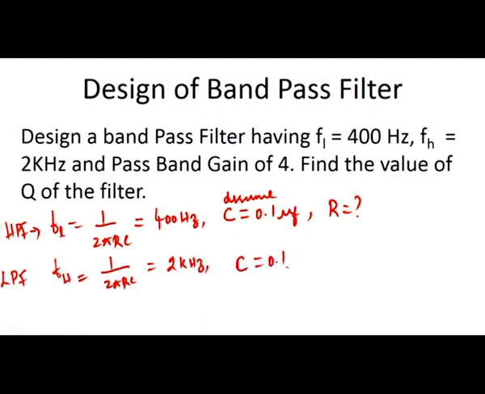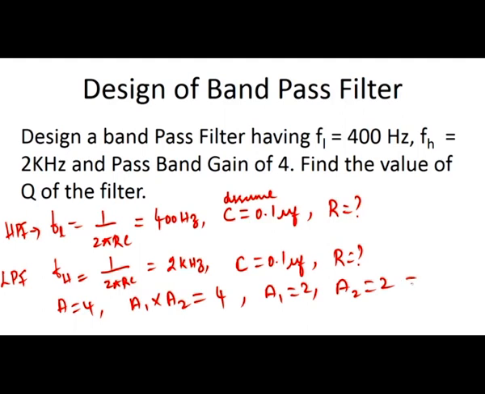Assume C as 0.1 microfarad, calculate R. And A is given as 4, A1 into A2 is 4. So, A1 is 2, A2 is 2, which is given as 1 plus Rf by R1. R1 is assumed as 10 kilo ohms. So, this is the design. Calculate the values of R and C of the filter stage as well as Rf and R1 for the gain of the amplifier.